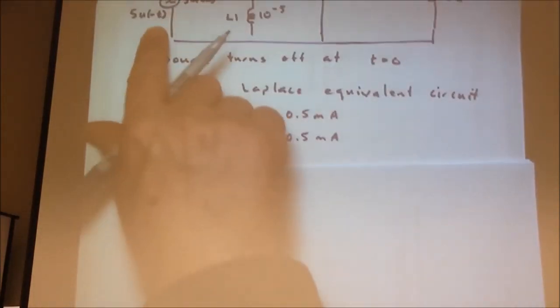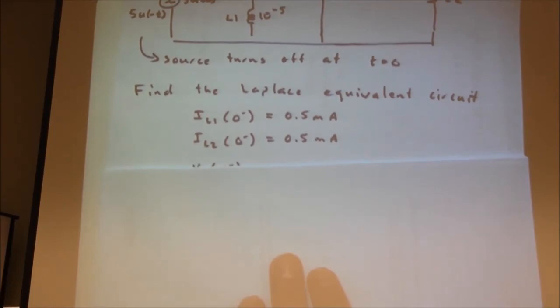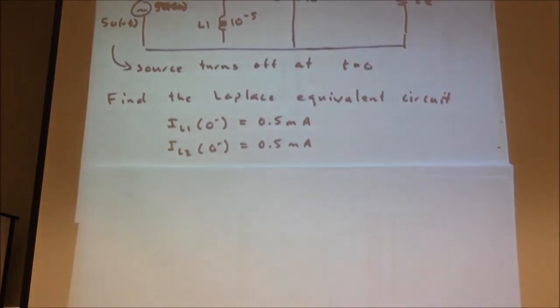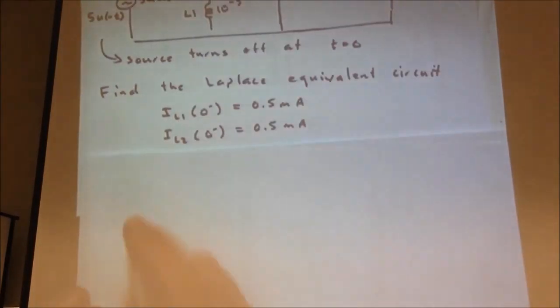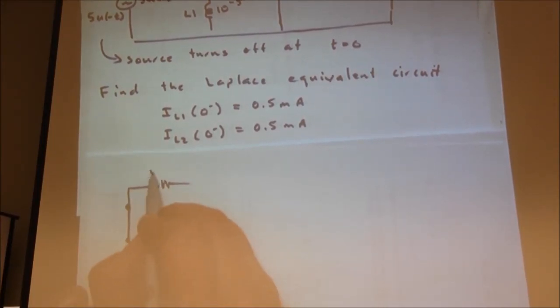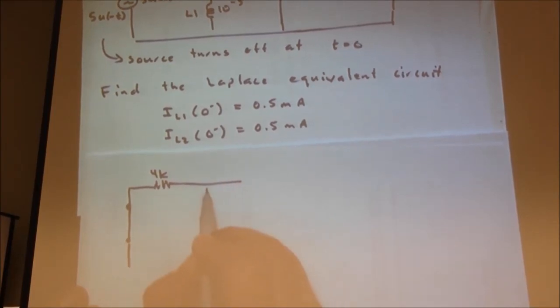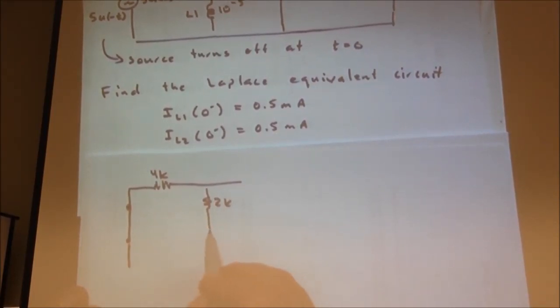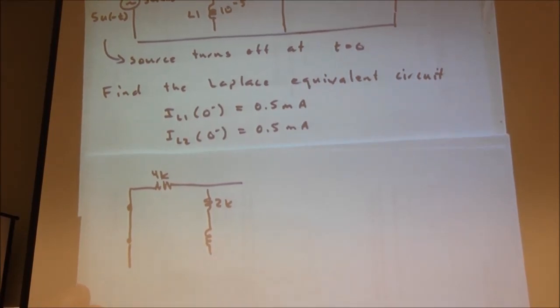This is a source that turns off at t equals 0. Laplace solutions are only for t greater than 0, so our source is off, which is 0. That's 4K. That's 2K. And this is SL, so 10 to the minus 5 S.